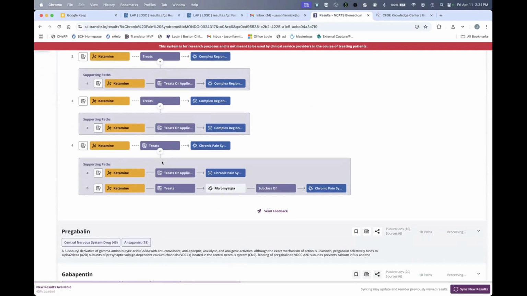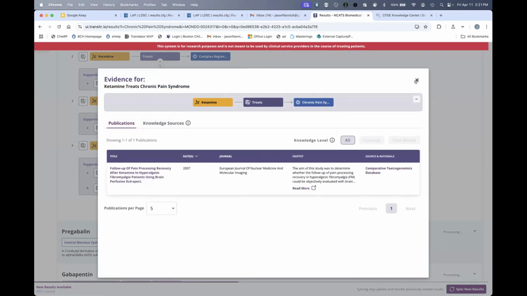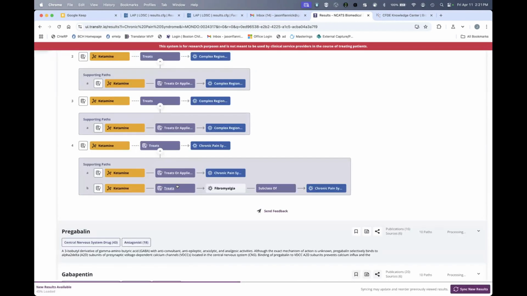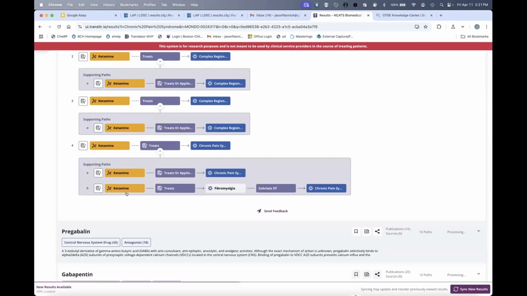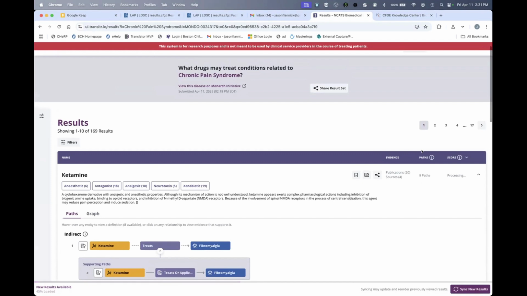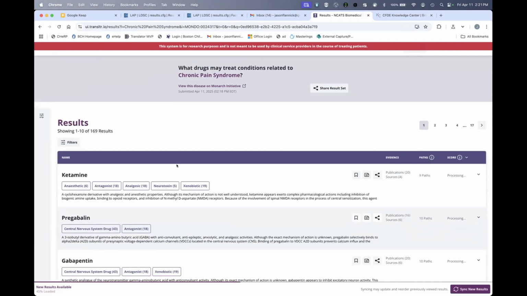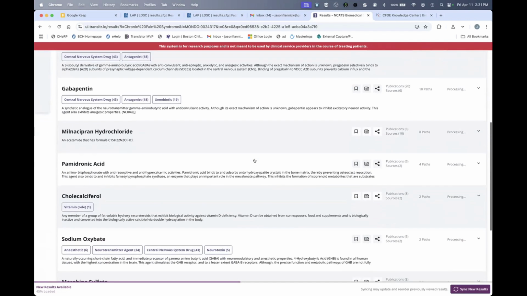Down here is maybe a slightly more complicated relationship where, again, in this case, the evidence is coming from the toxicogenomics database, but there's also multiple different supporting paths for that, right? So it's coming from this indirect query where you can see ketamine treats fibromyalgia, which is a subclass of chronic pain syndrome, as well as this direct link. So all of this is done for you as the user. It's a complicated set of paths. They're all scored, they're all combined, and all of these are things that you can browse.